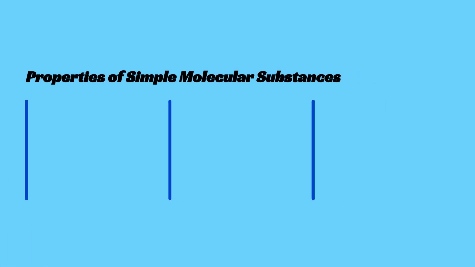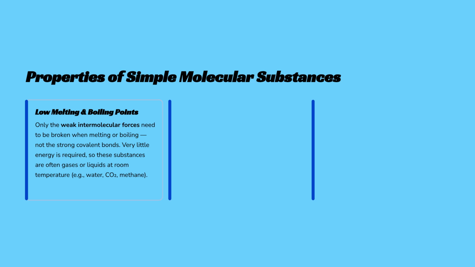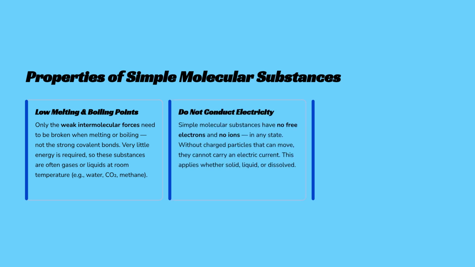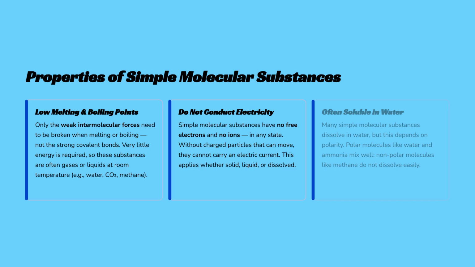Simple molecular substances have low melting and boiling points because little energy is needed to break the weak intermolecular forces. They do not conduct electricity as they have no free electrons or ions. Many are soluble in water, depending on their polarity.